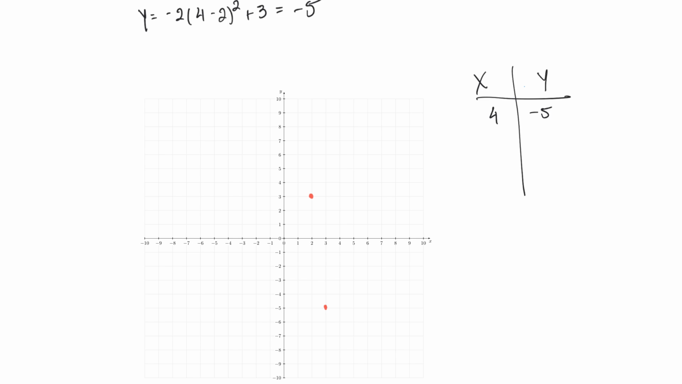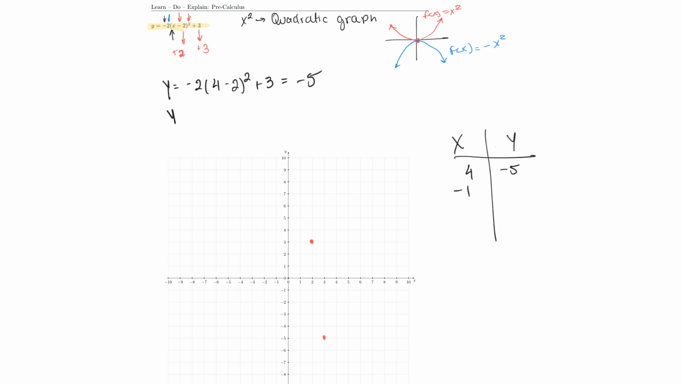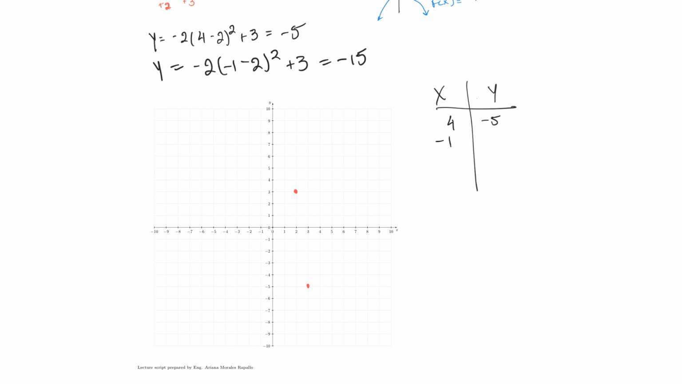Let's evaluate a negative number. Let's say that we want minus 1. And we just substitute in our function. y is equal to minus 2 times (minus 1 minus 2) squared plus 3. This is equal to minus 1 and minus 2, that's minus 3. Squared is positive 9, times minus 2 is minus 18, plus 3 is minus 15. Okay, so minus 15, that will be somewhere way over here.